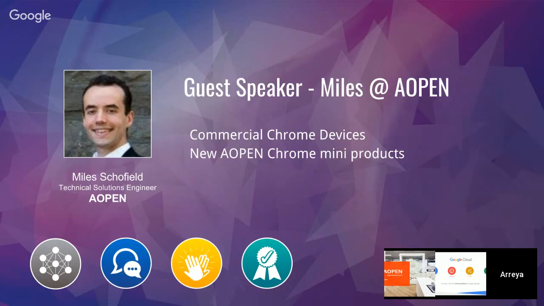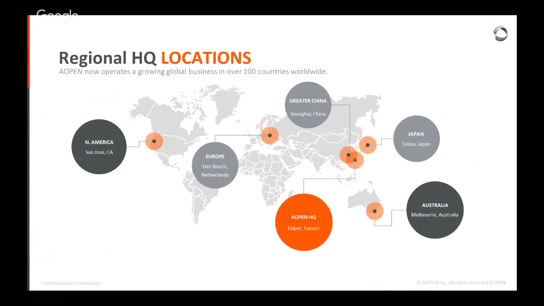So just to start things off, AOPEN has been around for a long time, over 20 years. And it is a global OEM ODM, which means that we have our own technology in addition to making products for other people. So companies come to us with their design ideas, and then we work with them to actually produce that device. So we're able to provide solutions all over the globe to tons and tons of different companies.